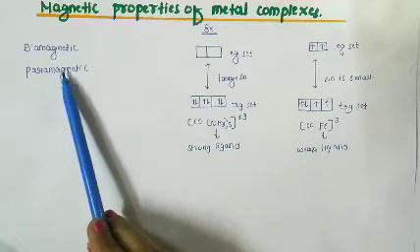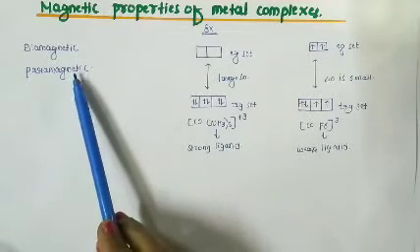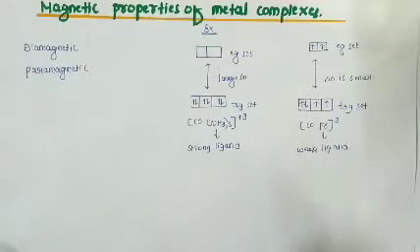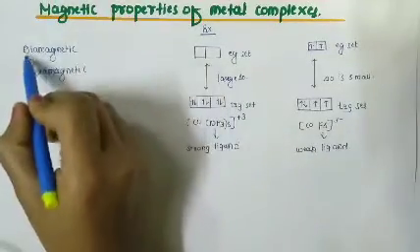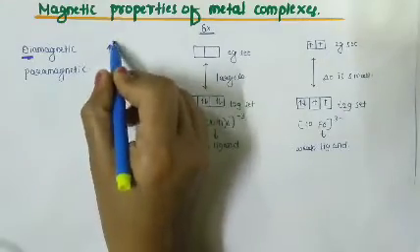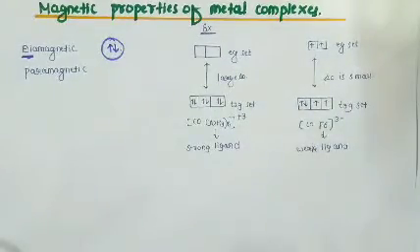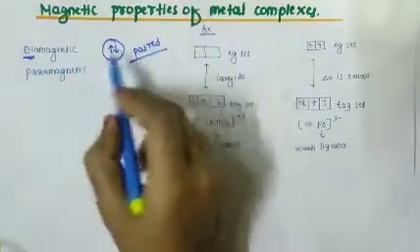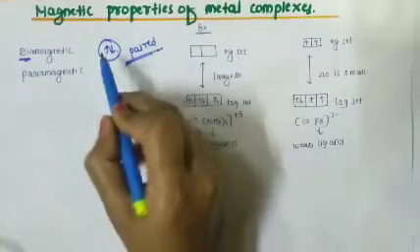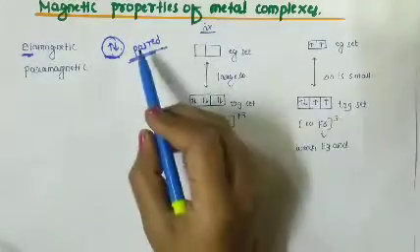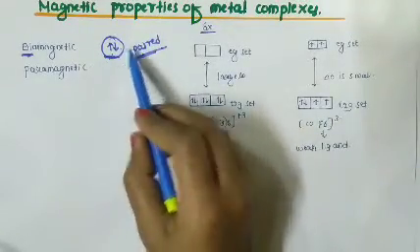Paramagnetic means the metal complexes whose central metal ion contains one or more unpaired electrons. Or simply, diamagnetic, dia means how much? It is 2. So whether it is paired or unpaired, obviously it is paired. Therefore, the substance containing a paired number of electrons is said to be diamagnetic. The substance containing paired electrons is known as diamagnetic.